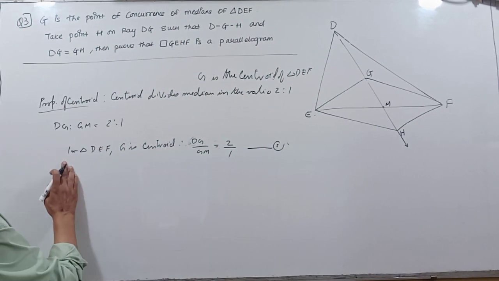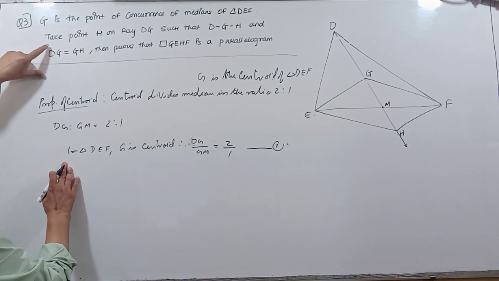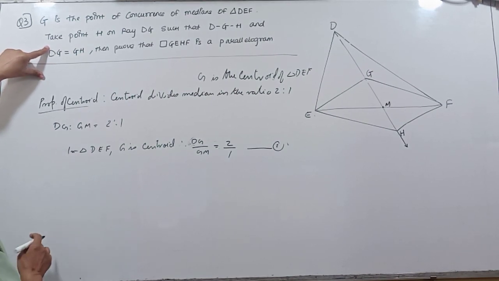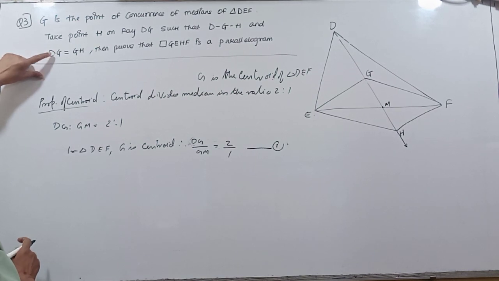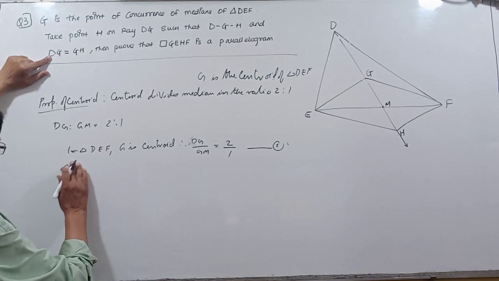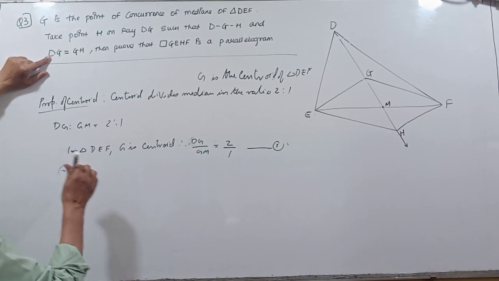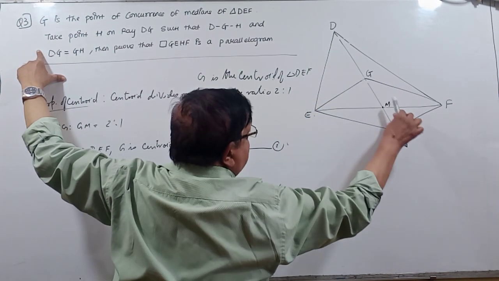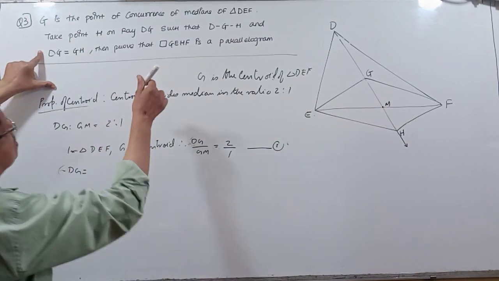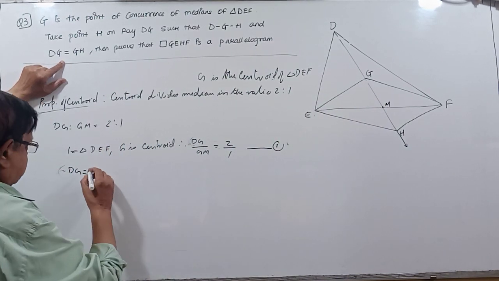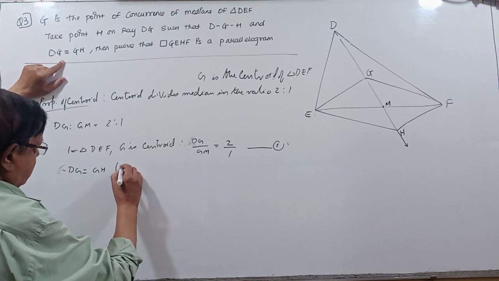Now they have also given what? They are given that DG equal to GH. DG equal to GH. Given.